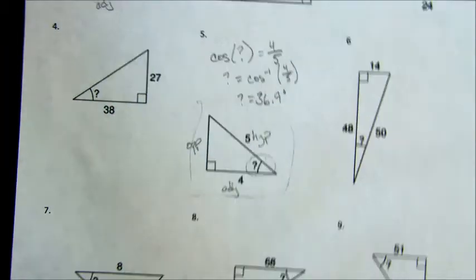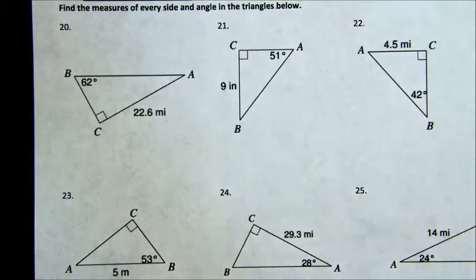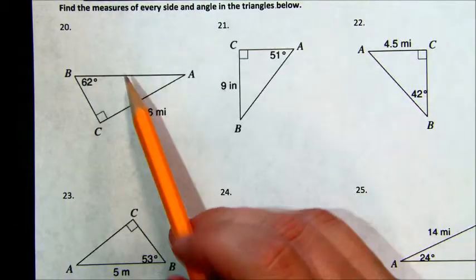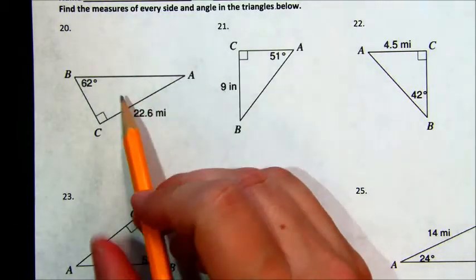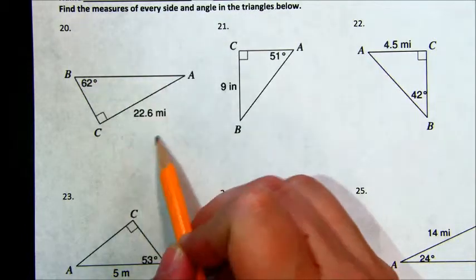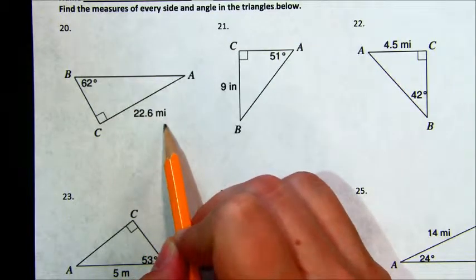Now another kind of problem we have is something like this, where we're asked to solve a triangle. Solving the triangle means finding the measure of every side and every angle in the triangle. So let's look at number 20 over on this side. I'm given angle B is 62 degrees. I'm given that the side across from B is 22.6 miles.